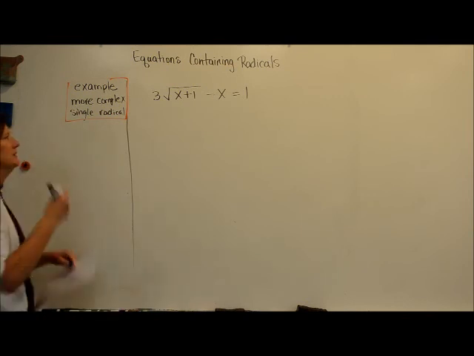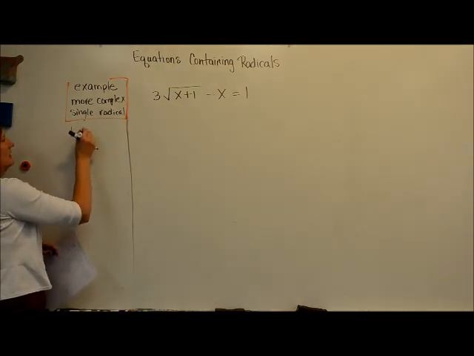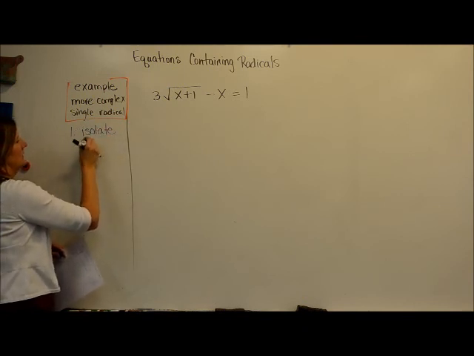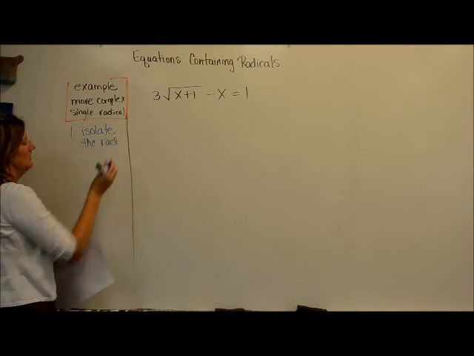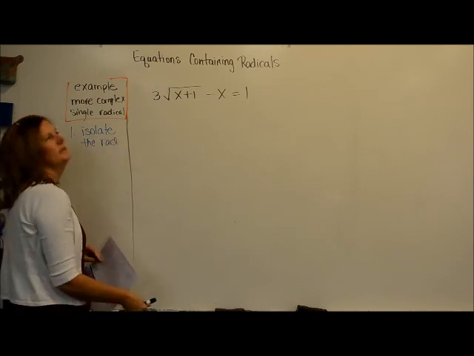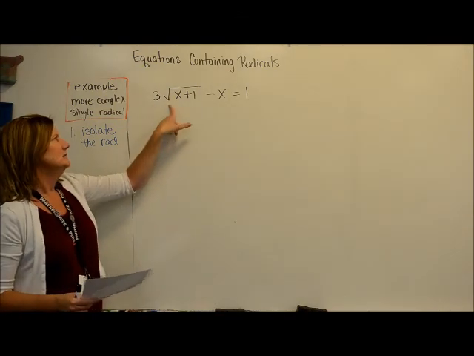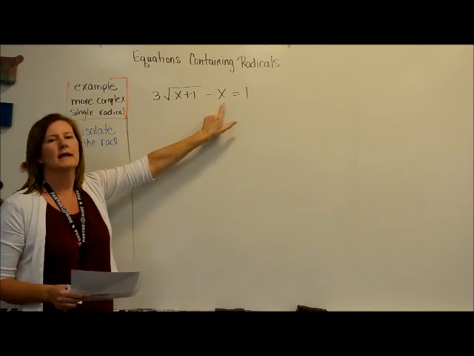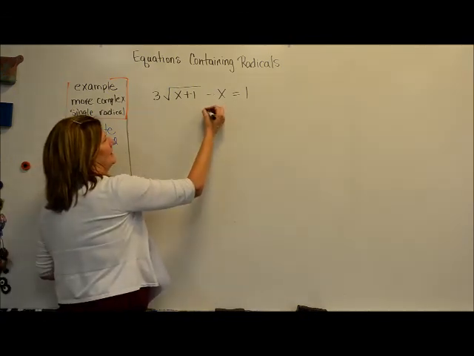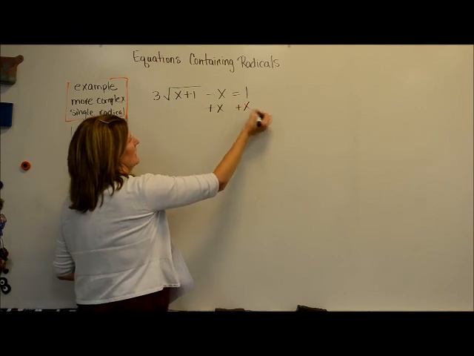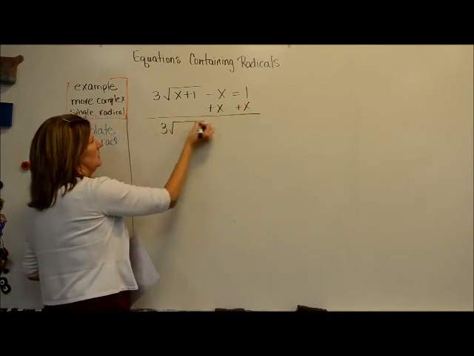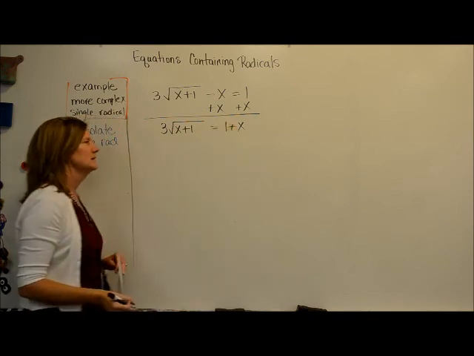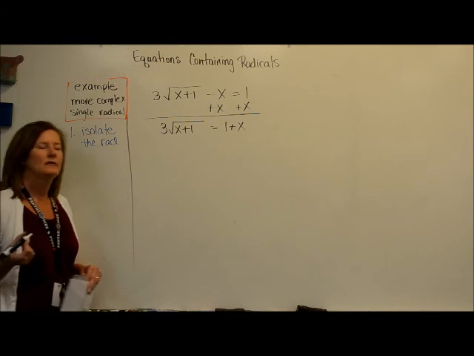The very first thing I'm going to do, my step 1, is isolate the radical. I'm not really concerned about this 3. I'm going to just leave that. I'll show you how it works out pretty well. But I am concerned about this x. I can't have the x there, so I'm going to go ahead and add x to both sides. That gives me 3 square root of x plus 1 equals 1 plus x. Okay, so I isolated the radical.